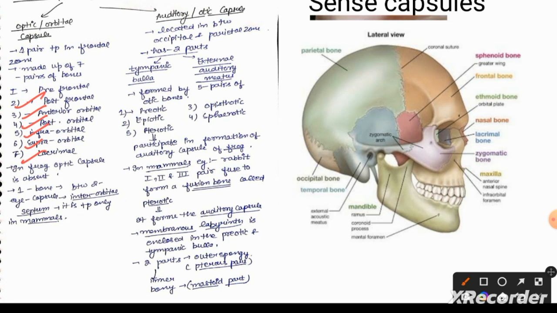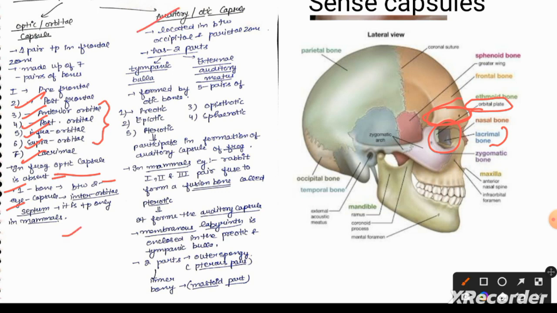As you can see here, the optic capsule, that is the eye capsule, is formed by the orbital plate, and this orbital plate will be divided into four: anterior, posterior, infra orbital, and supra orbital region. And then there will be the lacrimal gland or bone, sorry, and the prefrontal and postfrontal part. This one will be the prefrontal and postfrontal part. So in frog, this optic capsule is absent, and one bone between two eye capsules, that is known as the interorbital septum, will also be present, and it will only be present in the case of mammals.